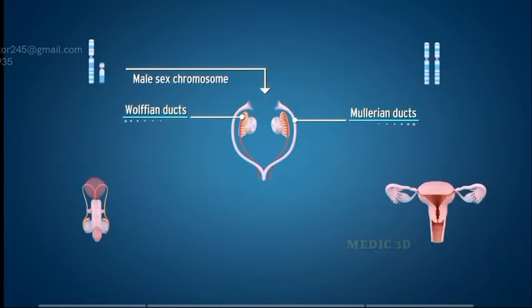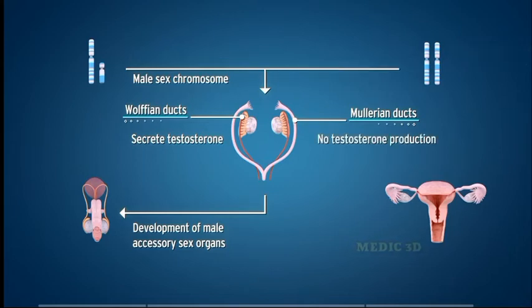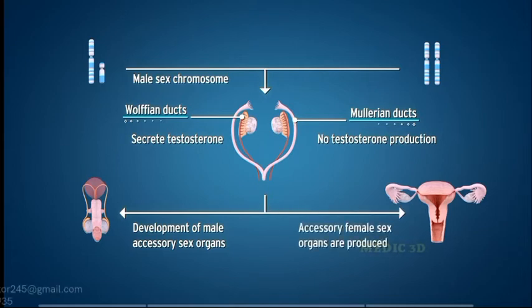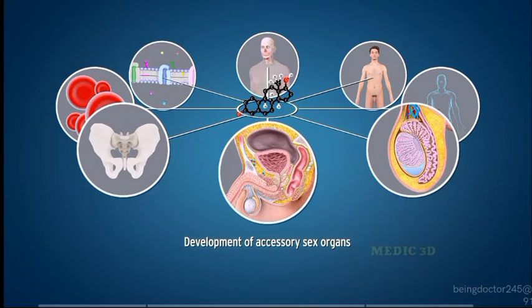The male sex chromosome will cause the genital ridge to secrete testosterone, which results in the development of male accessory sex organs. In case there is no testosterone production, the development of Mullerian duct continues, and accessory female sex organs are produced. In addition, testosterone is also necessary for development of accessory sex organs, such as the scrotum, penis, genital ducts, prostate, and seminal vesicles.